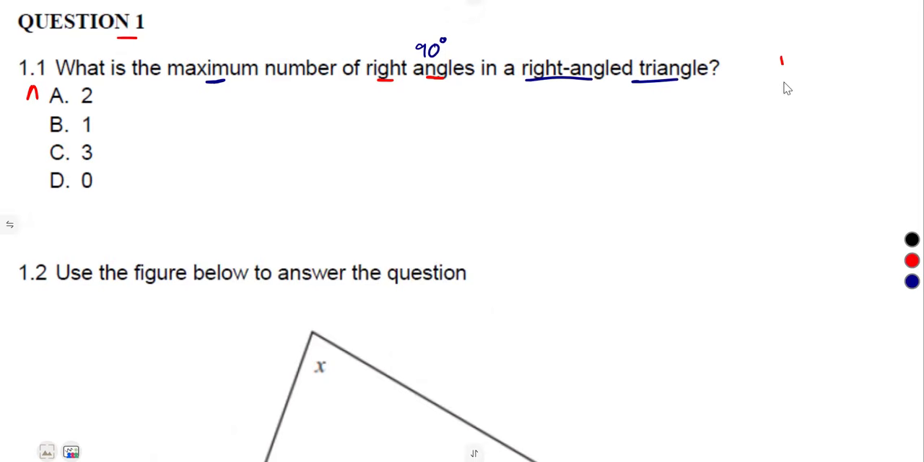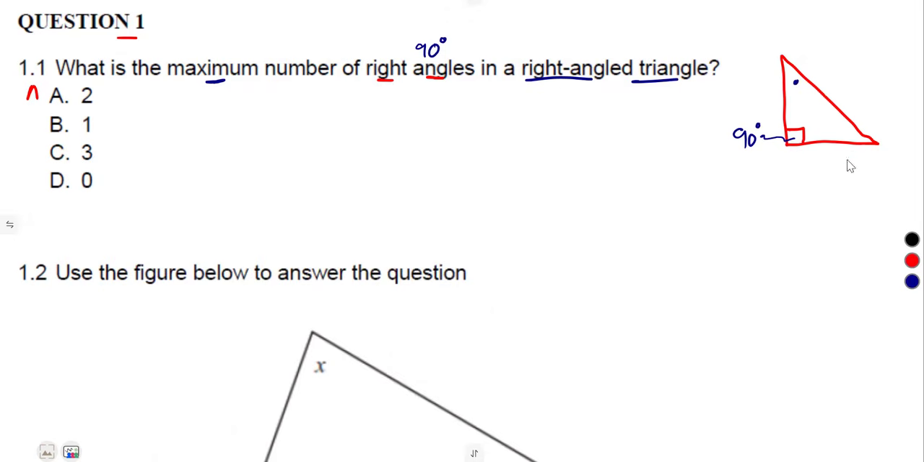All right. So we do understand a right-angled triangle is like this, where there is a 90-degree angle. That is a right angle there. So the question is, what is the maximum number of those right angles? There is only one. It's only one that we can have. We cannot have anything greater than that. So there is only one 90-degree angle.